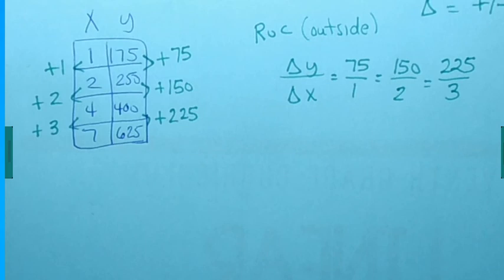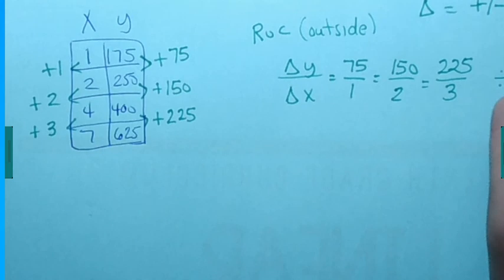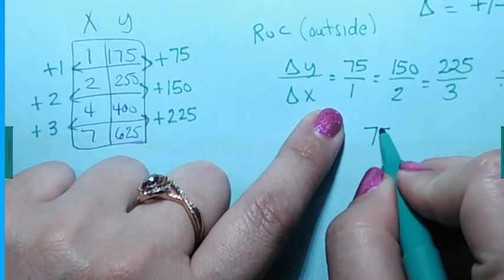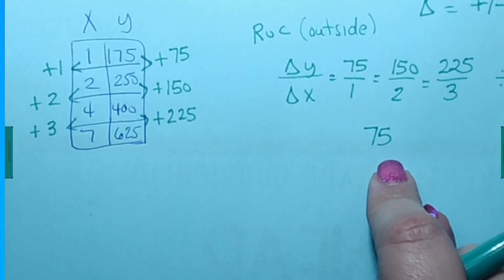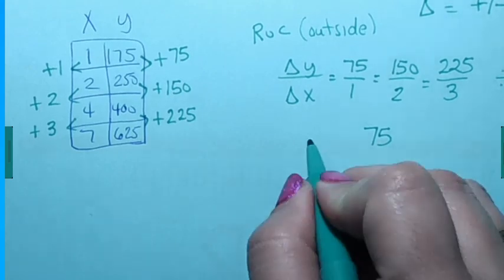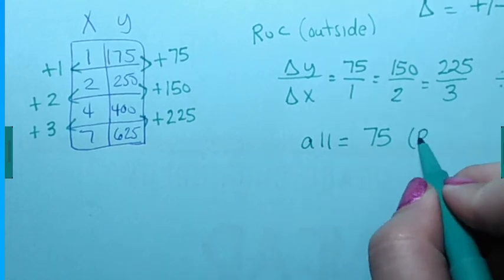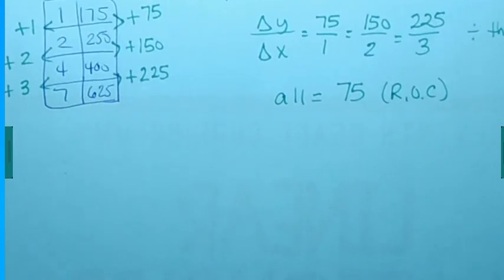And you might say, oh, those are different. That's okay. We still have to simplify. So now divide our numbers. So 75 over 1 is 75. What's 150 over 2? 75. All right, what's 225 over 3? 75. So they all equal 75. So 75 is my rate of change.